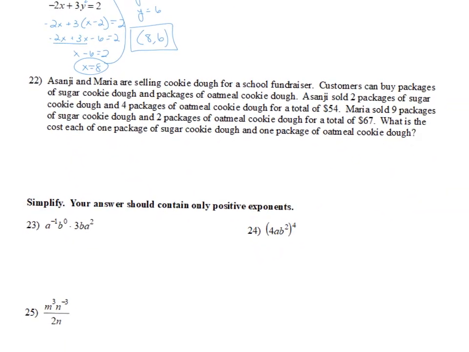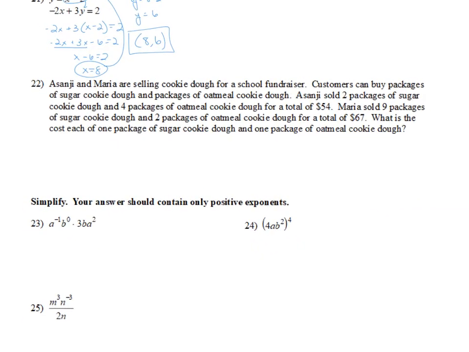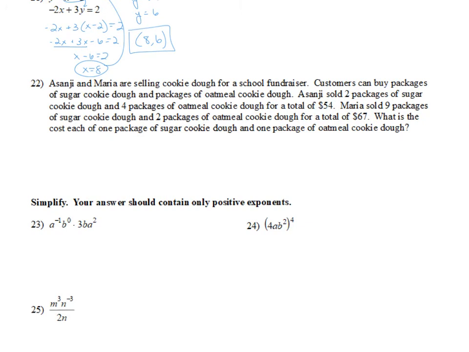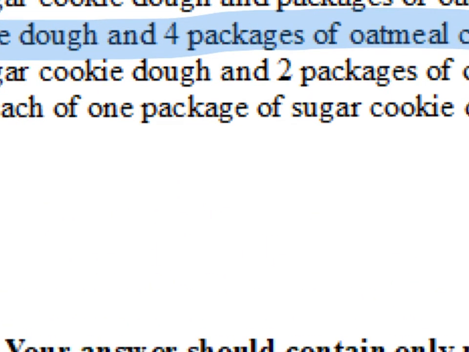Okay, so on this one, we're selling some cookies here. So again, remember each sentence is an equation. So we've got 2 packages of sugar cookies, 4 packages of oatmeal for $54. Okay, so I'm just going to use S for sugar.